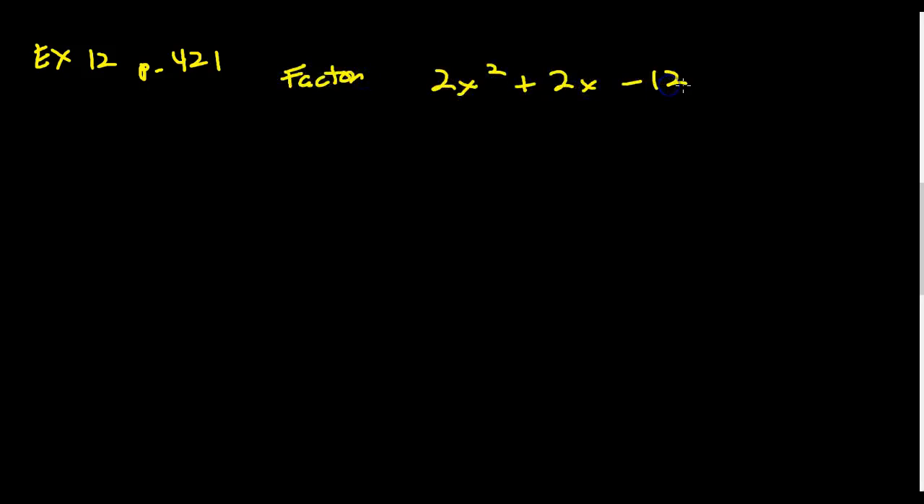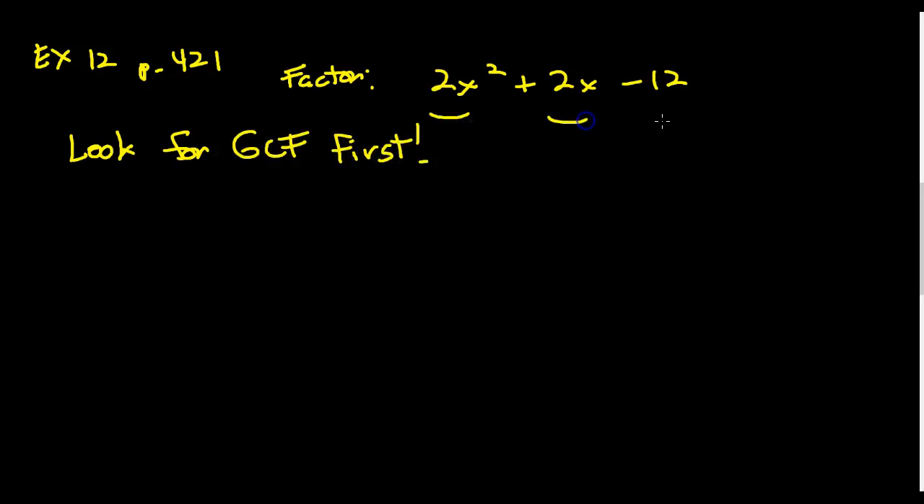All right, the next one I want to look at is example 12. On the very bottom of page 421, we are asked to factor this expression, 2x squared plus 2x minus 12. Now, a lot of students dive right in and try to factor this right away, but again, always look for a GCF first. In the examples up to now, there was no meaningful greatest common factor that could be factored out. But here you've got a 2 that's common as a factor to each term of this sum.